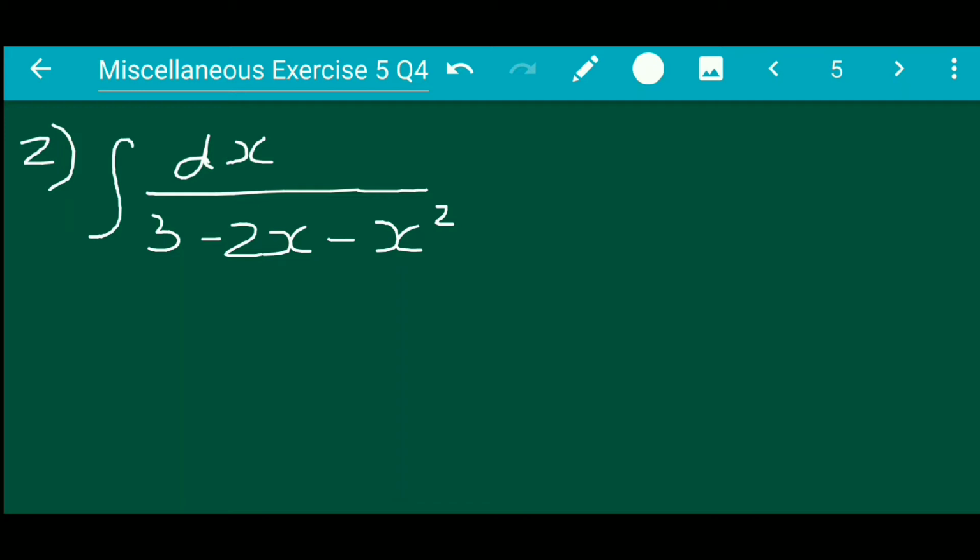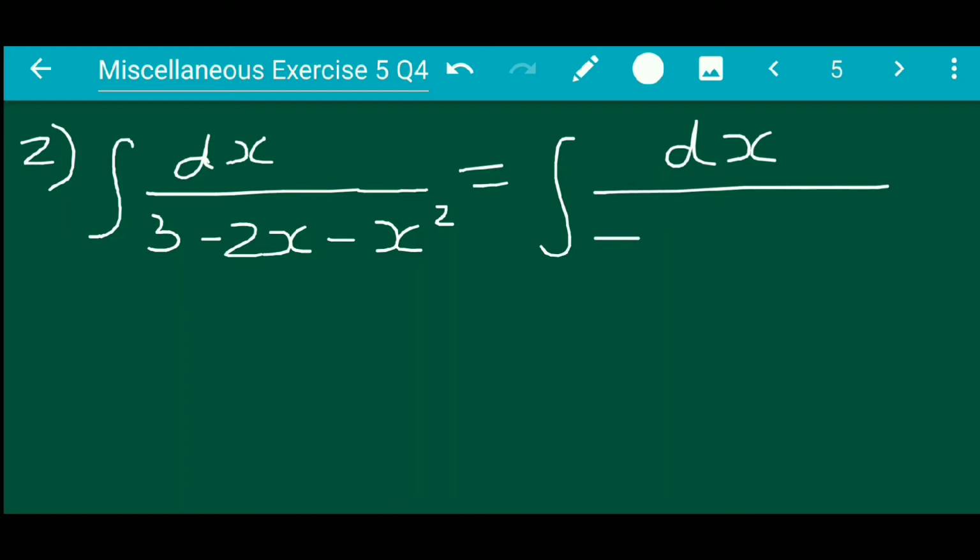The second sum, integral of dx upon 3 minus 2x minus x square. Again, the first step here is to bring the x square term first, make the x square term as the first term and also remove the negative sign from the x square term. So as a result, we do it this way, dx upon, the minus sign is written outside, minus sign if you take it common, inside the bracket all the signs change. So minus x square becomes plus x square, minus 2x becomes plus 2x and the last term becomes minus 3.